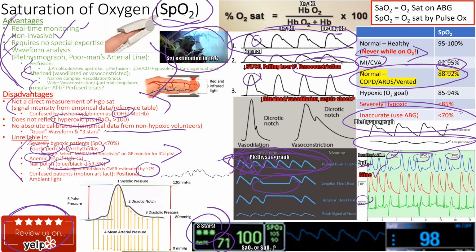All right, confused patients, motion artifact. We know if you're confused, that's going to make the signal not go from point A to point B, right? So it's going to lead to inaccurate sats. And then ambient light, so it has to pick up the signal on the other side. If you have a beam of light shining in from the side here, that's going to interrupt that signal, right? So you just put your fingers underneath the covers with a hot pack, and you'll get great signals, all right? And great signals with how many stars? 3 stars.